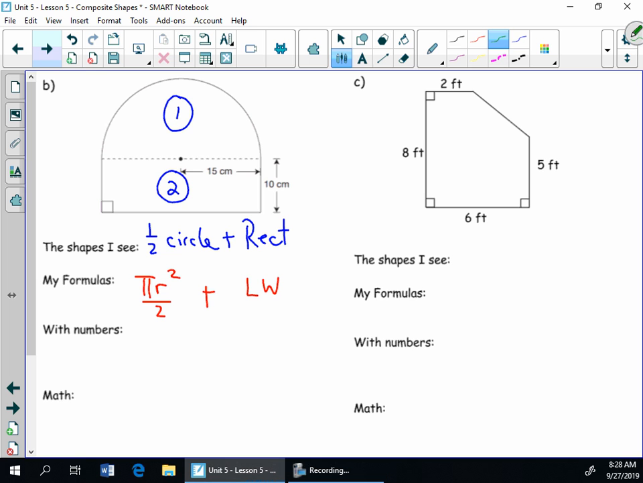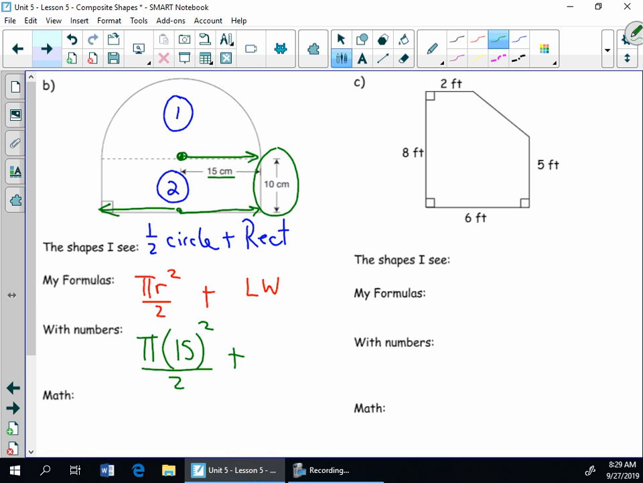Alright, let's fill some numbers in. So for my circle, I've got pi times my radius. Now, did they give us the radius? Yes. The center outwards, they told us it was 15. We divide by 2. Don't forget that part. Something people usually forget. Plus rectangle, length times width. Well, it's definitely 10 tall or wide. How long is it? How far is it from here all the way to here?